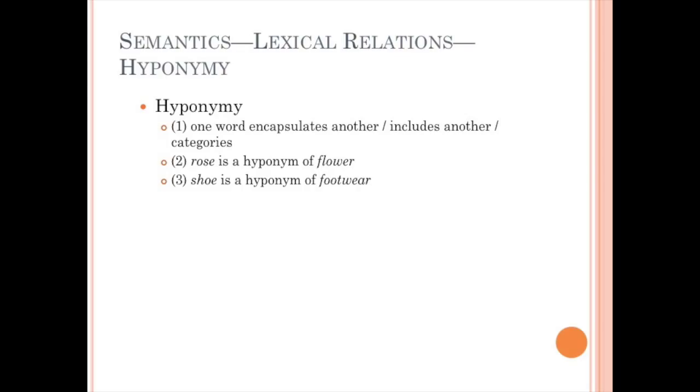Hyponyms are pairs of words in which one word encapsulates another. For example, rose is a hyponym of flower, and shoe is a hyponym of footwear. Which is to say, roses are a kind of flower, or flower is a category which includes many different kinds, roses, tulips, for example. Or shoe is a kind of footwear. Footwear is a category which includes different kinds, for example, boots, shoes, sandals, etc.